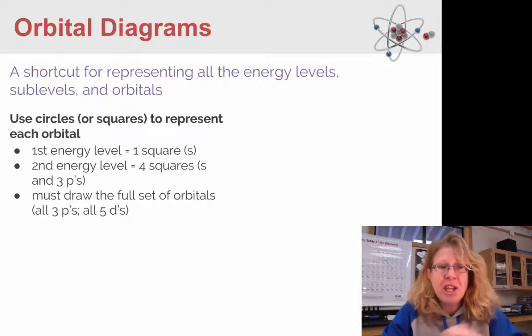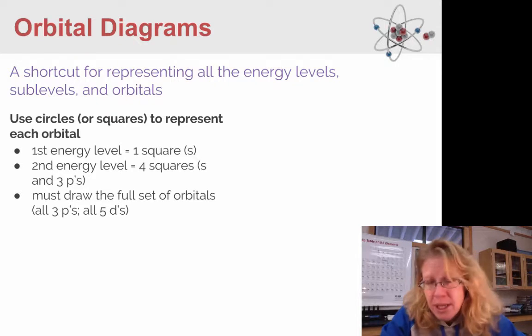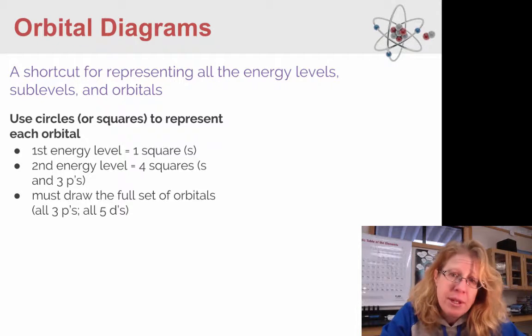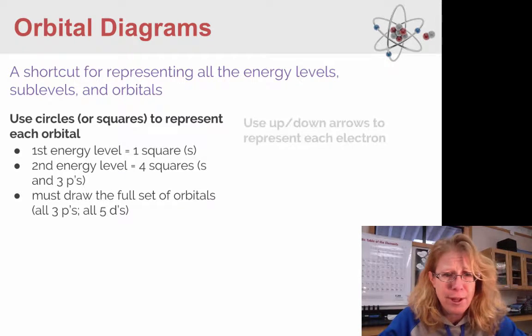Keep in mind that each energy level consists of a different number of sublevels. So the first energy level has 1 sublevel, S. The second energy level has 2 sublevels, S and P. The third energy level has 3 sublevels, S, P, and D. So the number of circles you have to draw for energy levels above 3 starts to get quite large.